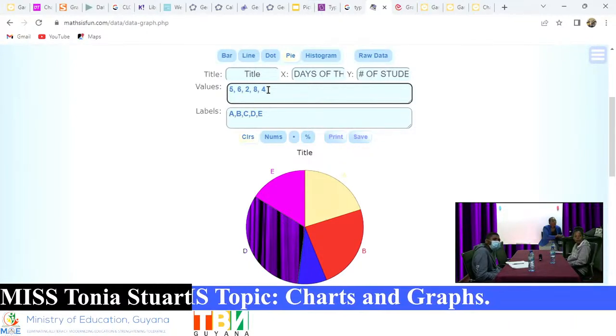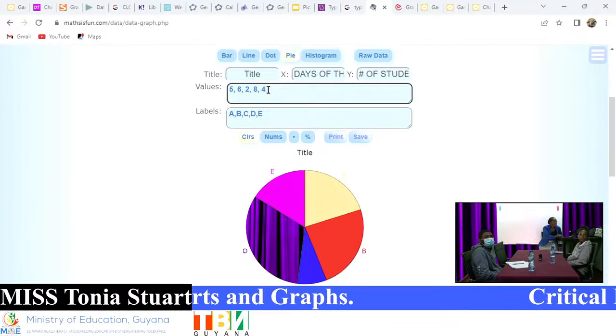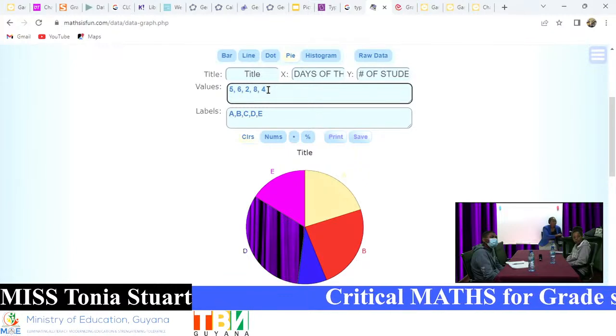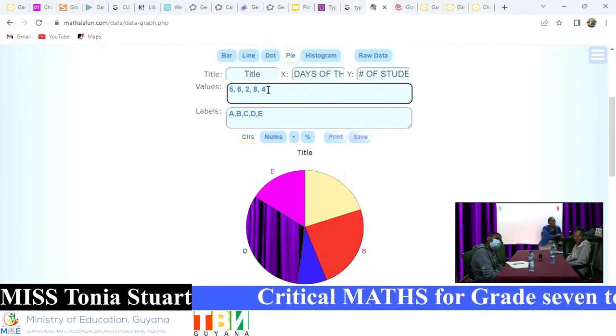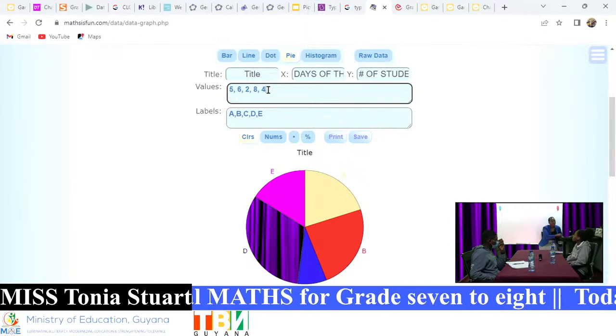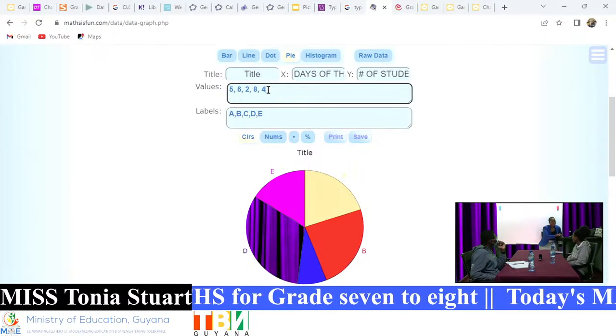Blue. Pink. Anything else? No? What about the yellow? Yeah, yellow. What do we know about an acute angle? It's less than 90. Great, it's less than 90.